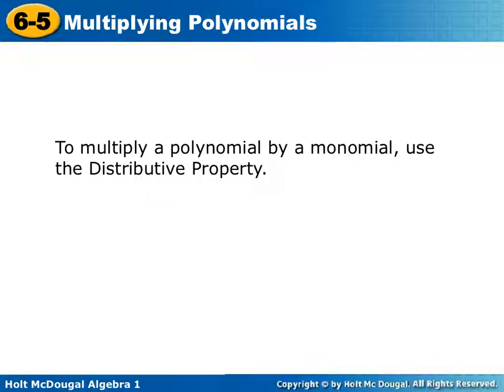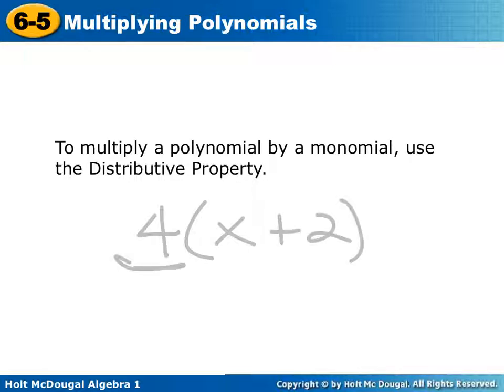Okay, to multiply a polynomial by a monomial, we're going to be using the distributive property. Now, before in the past, when we've seen distributive property, it's been something like 4 and then an x plus 2. Now, when we're multiplying, this monomial out here could have variables with it. And we're going to distribute the coefficient along with the variables.